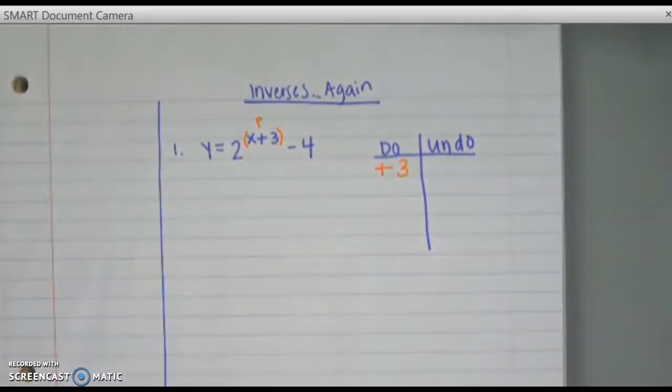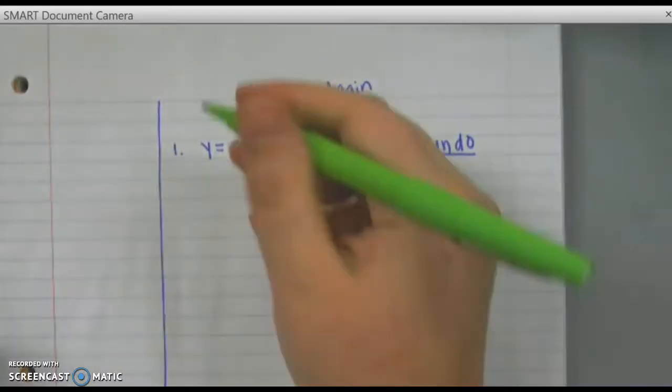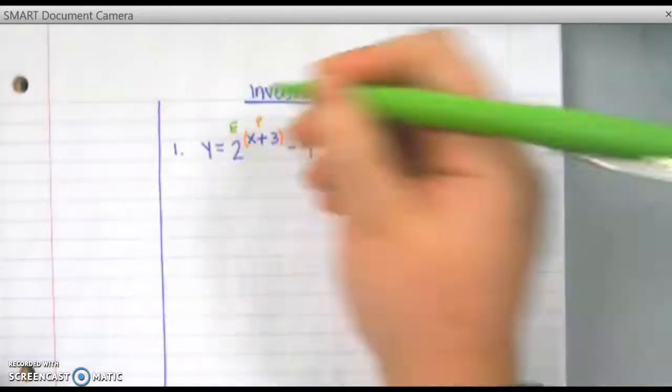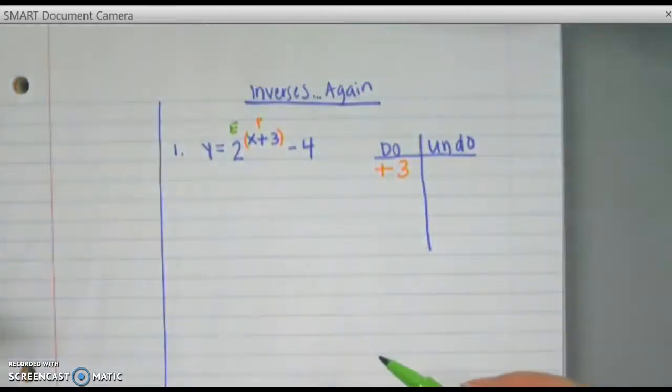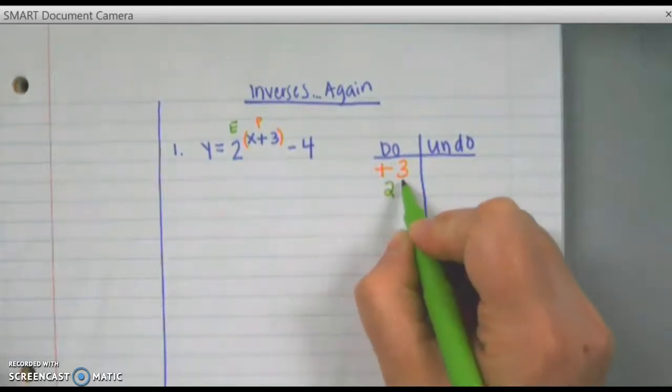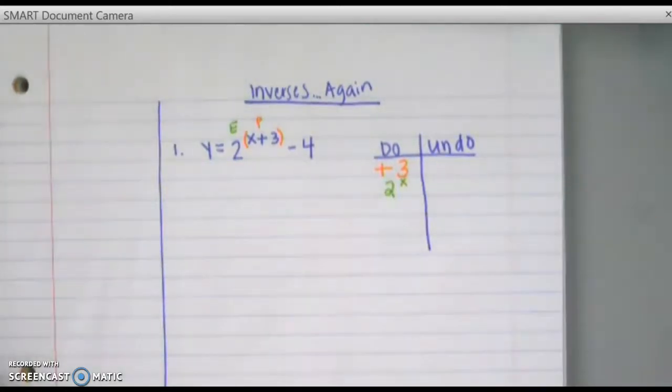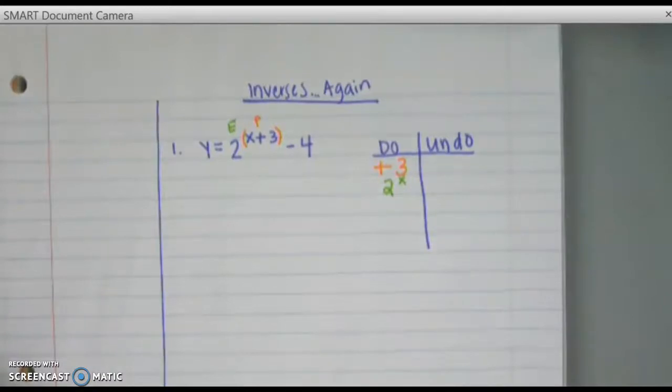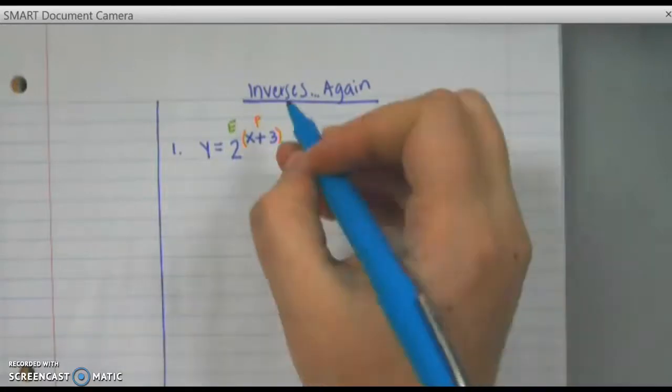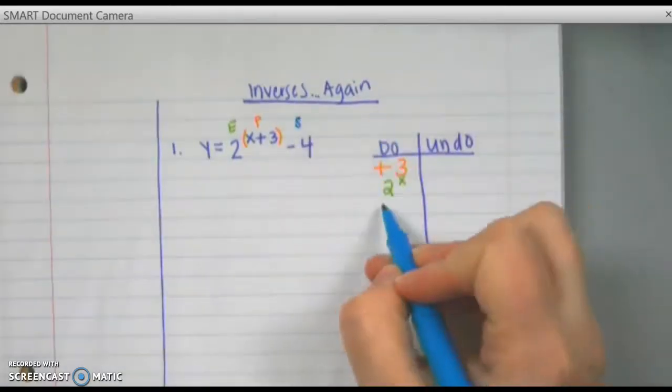I also have an exponent. That itself is an exponent, so I have a base and a power. I'm just going to write that down as an exponent step: 2 to the power of something. I don't have any multiplication or division, but I do have subtraction.